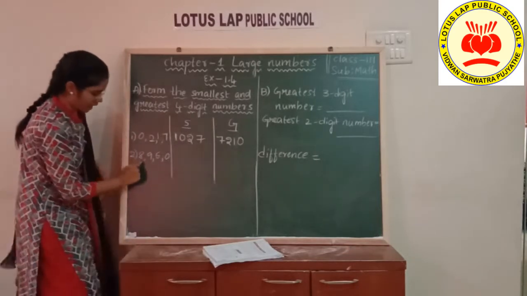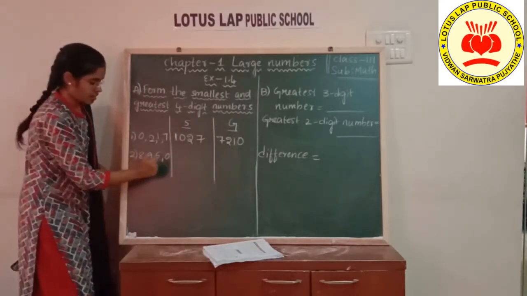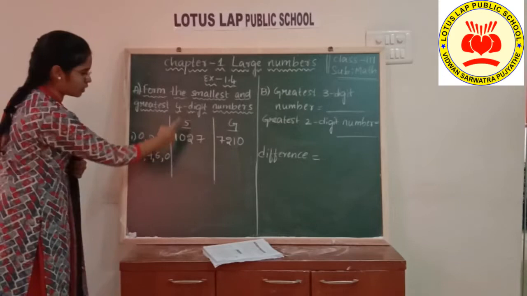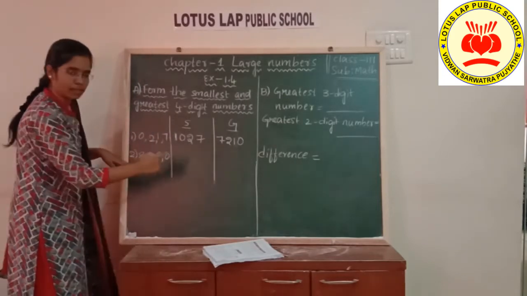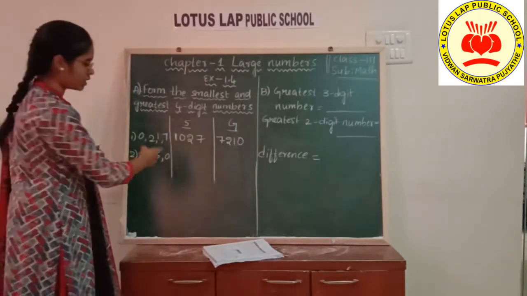Okay, next 8, 9, 6, 0. 8, 9, 6 and 0. By using these 4 digits, we need to form the smallest. Same method, same order. What is the order we need to follow here? Ascending.